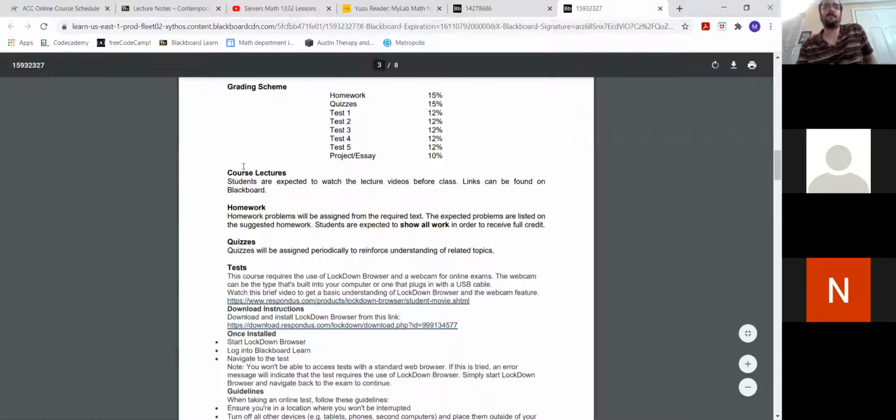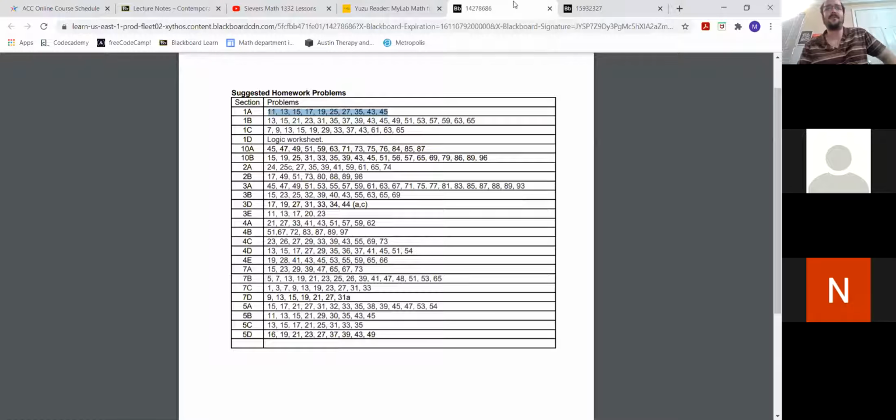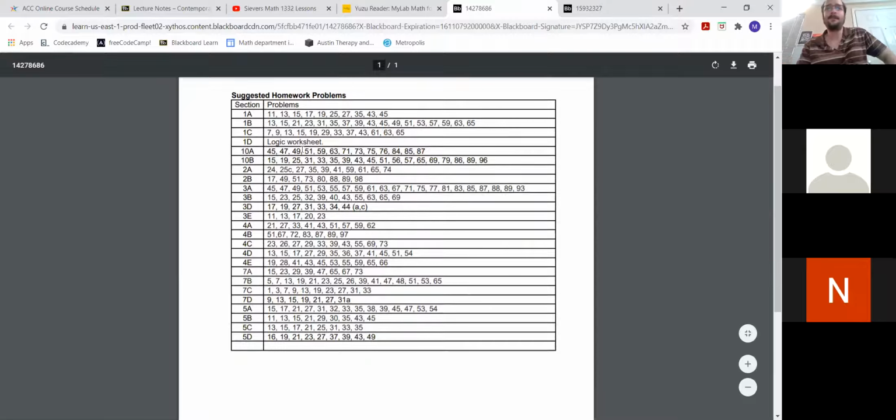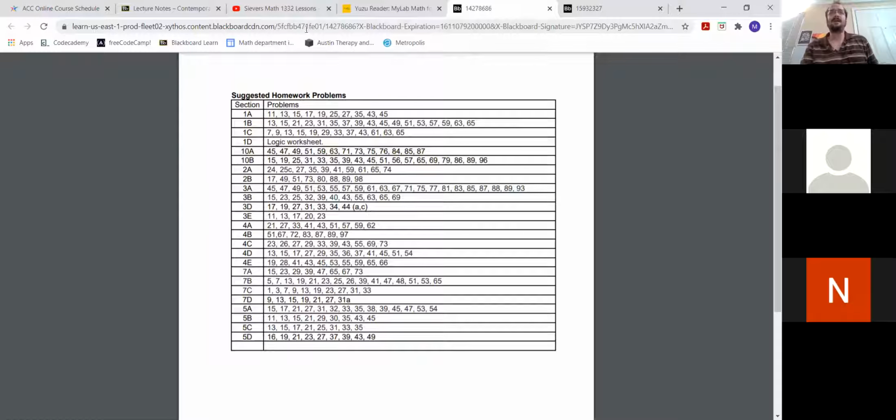So the course lecture is the first thing that you should do. Then we're going to come into class and do most, if not all, of the homework. The homework that we're going to do are these problems from the suggested homework. I might take one out or put one in, but for the most part, this is the homework that we're going to be doing in class. So I want you to write up this homework.